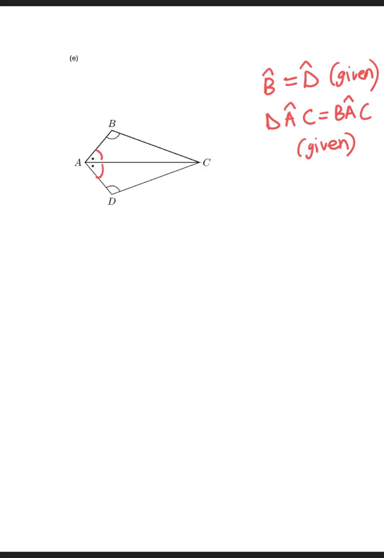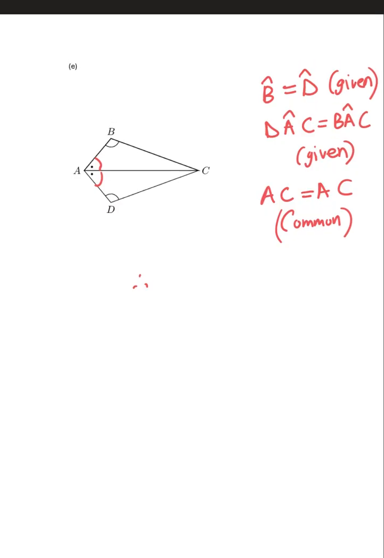So do you see that here we have enough information, and then we have a common side. AC is equals to AC is common. Therefore, here we can make a conclusion. Since we have a common side and enough information about the angles, right? Therefore, we can say triangle ABC is congruent to triangle ADC.